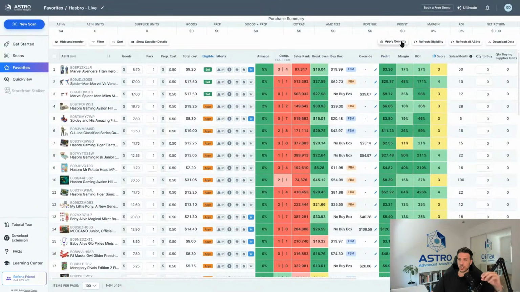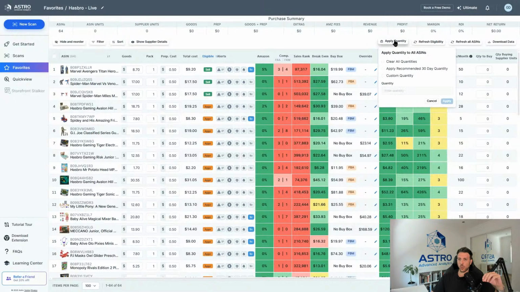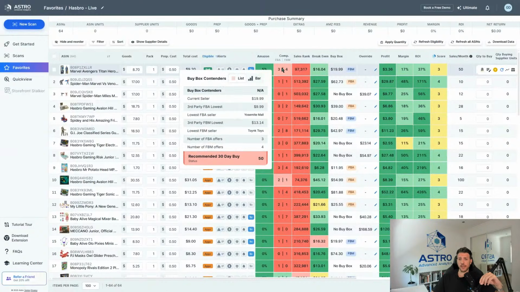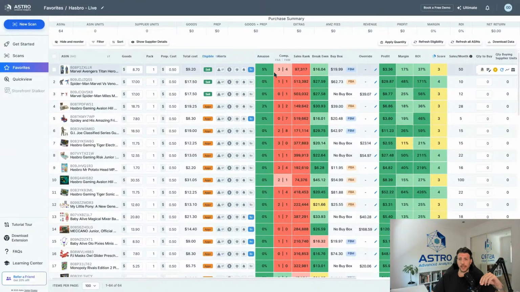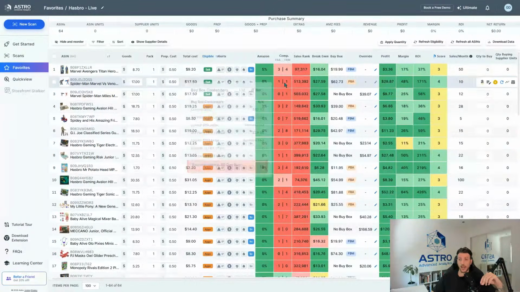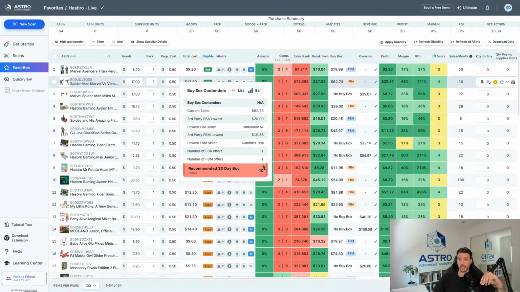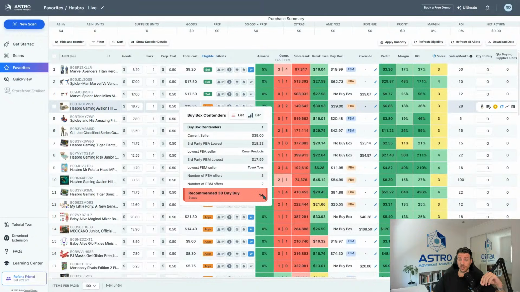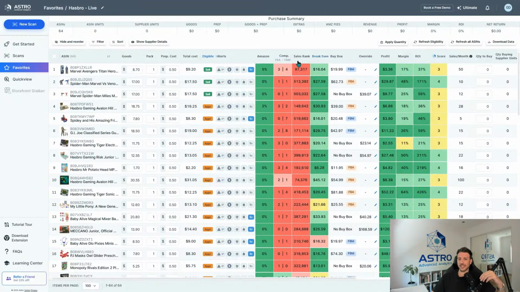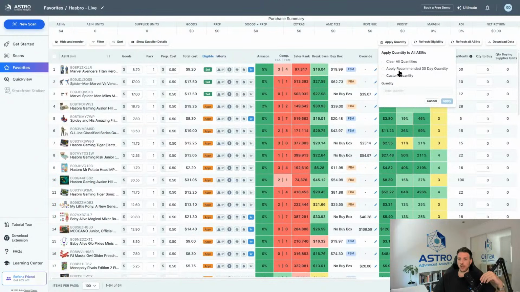Now, just for this exercise, I'm going to apply the quantity here. I'm just going to apply whatever Astro recommends for the 30-day buy. If you look at this column here, you can see that Astro is recommending I buy 50 units. This one here, for example, Astro recommends I buy 10. This one here, Astro is recommending I buy 14. So whatever it says there, I'm going to apply that to the entire list. So I'm going to go ahead and hit apply 30-day quantity.